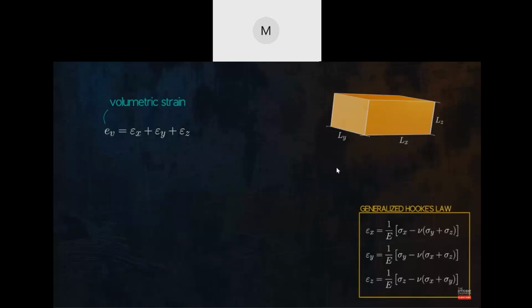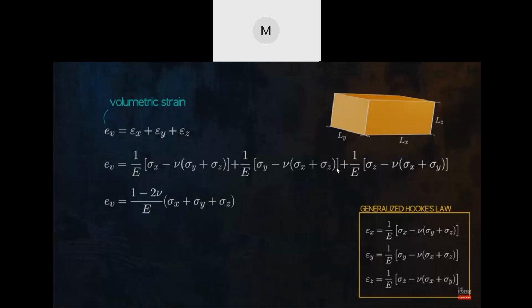Let's use the equations from the generalized Hooke's law we just covered to expand the equation for volumetric strain. We can then rearrange the terms to end up with the following equation. You might notice that something interesting happens to the volumetric strain when Poisson's ratio is equal to 0.5. We end up with a volumetric strain equal to 0. This means that for materials with a Poisson's ratio of 0.5, the volume of the material remains constant as it deforms. These are known as incompressible materials. Rubber is an example of an incompressible material.